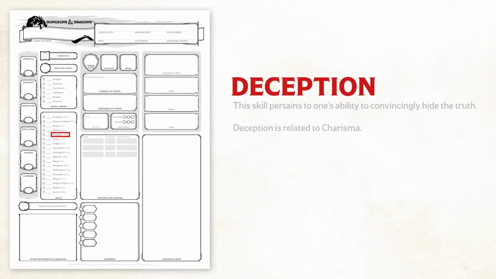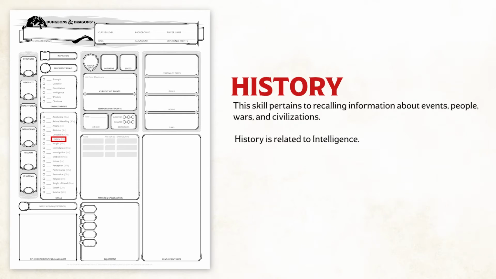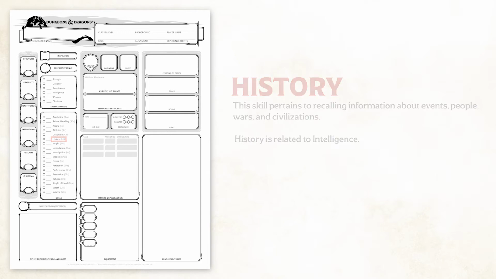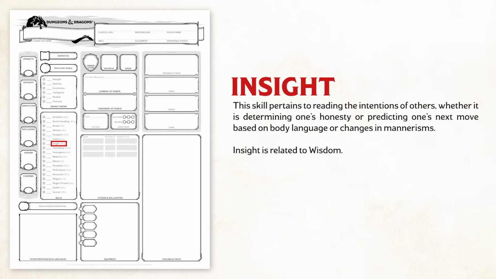Deception. This skill pertains to one's ability to convincingly hide the truth. History. This skill pertains to recalling information about events, people, wars, and civilizations. Insight. This skill pertains to reading the intentions of others, whether it is determining one's honesty or predicting one's next move based on body language or changes in mannerisms.